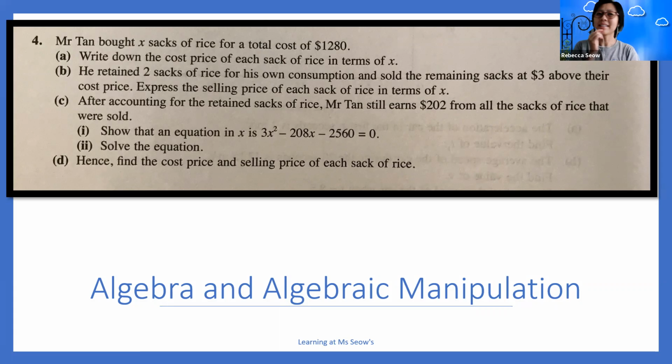Welcome to today's lesson. I will be covering a question with regards to algebra and algebraic manipulation. Now, this is the second installment of a series of 4 lessons on this topic in November.